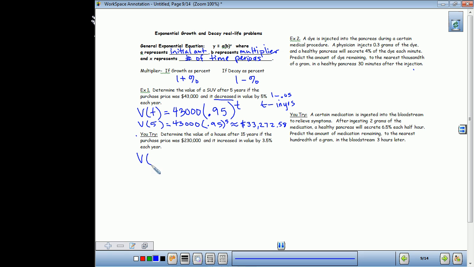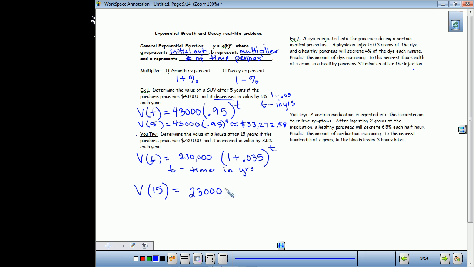So this is the value of our house with respect to time. The initial value was $230,000. It is increasing, so it's 1 plus 0.035, to the t. And in this case, t is time in years. It's not as important that I define it here because everything was in years, but it's good to define it. And now I want to know what the value would be after 15 years if we continued with that growth for 15 years.